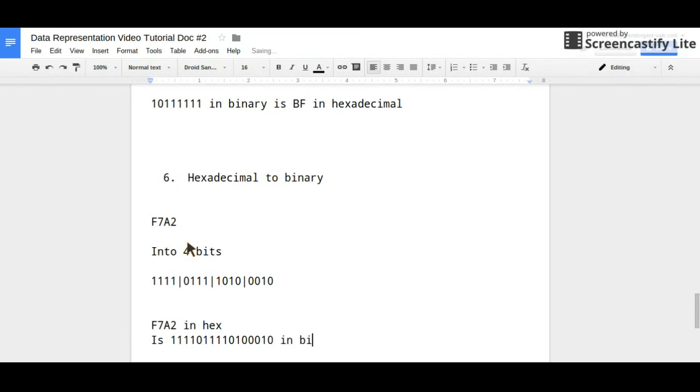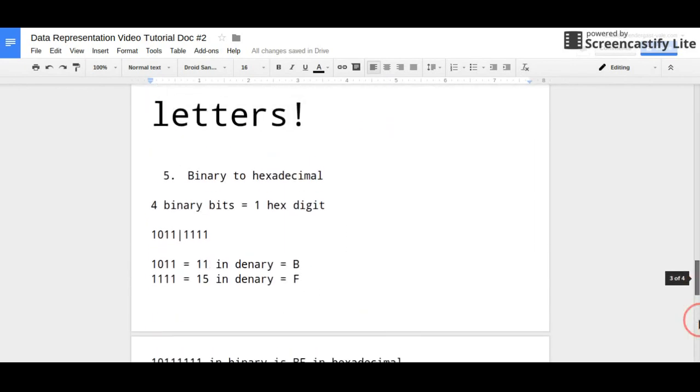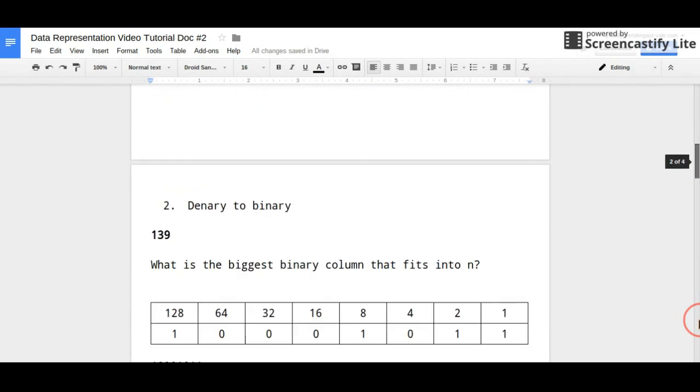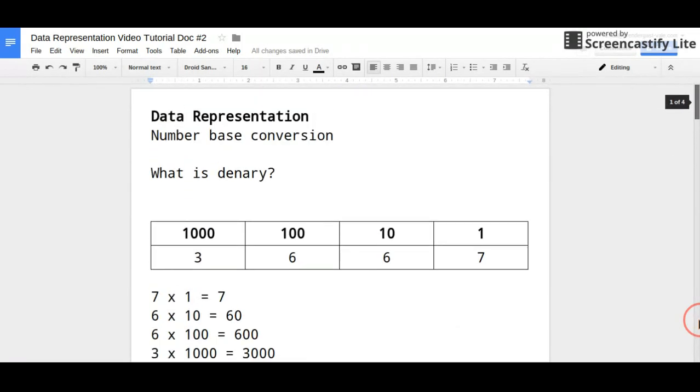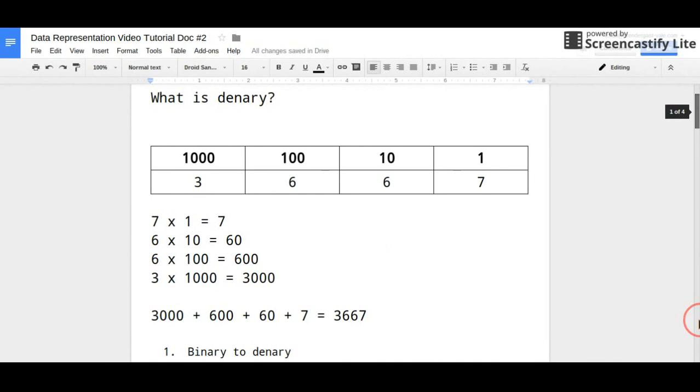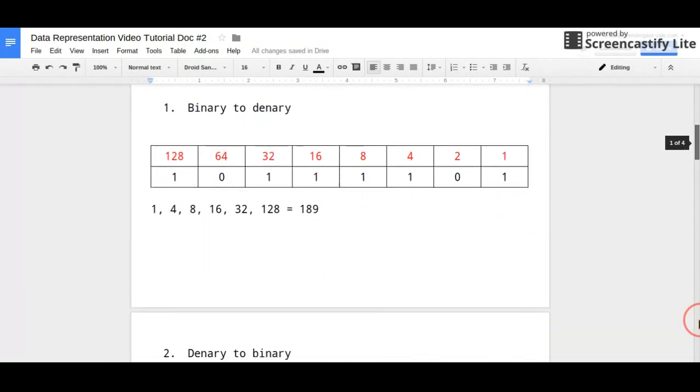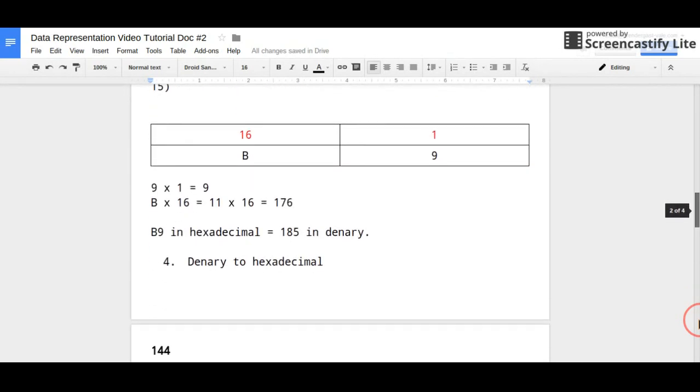Okay. So what this means is F7A2 in hex is 1111011110100010 in binary. It's really simple to do this, but you're lucky because in the exam you're only ever going to get 2 hexadecimal digits or a byte's worth of binary, so 8 bits of binary. So in this video we finished off teaching you the skill to be able to convert between the 3 different number bases: denary, base 10, binary, base 2, and hexadecimal, which is base 16.